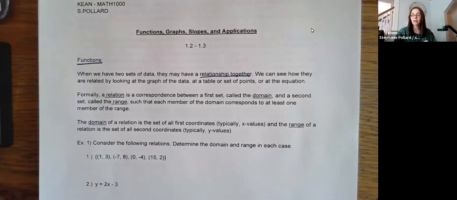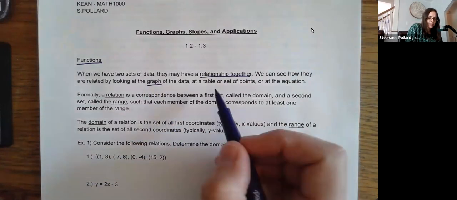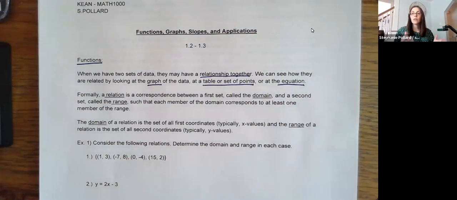You can see patterns or relationships between data in different ways. So one way is a graph. Another way is a table or with a set of points. And a third way is with an equation. So if you have a graph, or you have a table or an equation, for instance, then you definitely have a relationship there, right? You're looking at that data and you're seeing the relationship, either in an equation form or in a graph form or as a set of points.